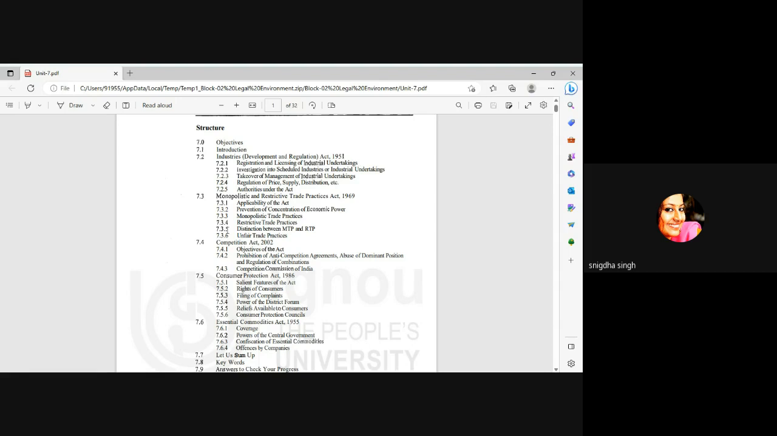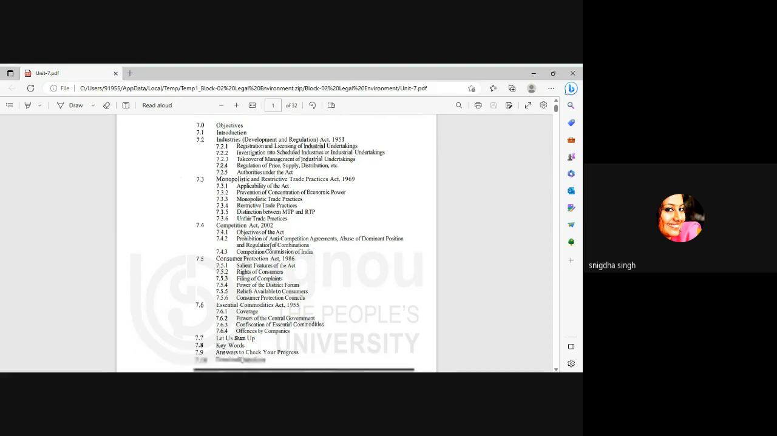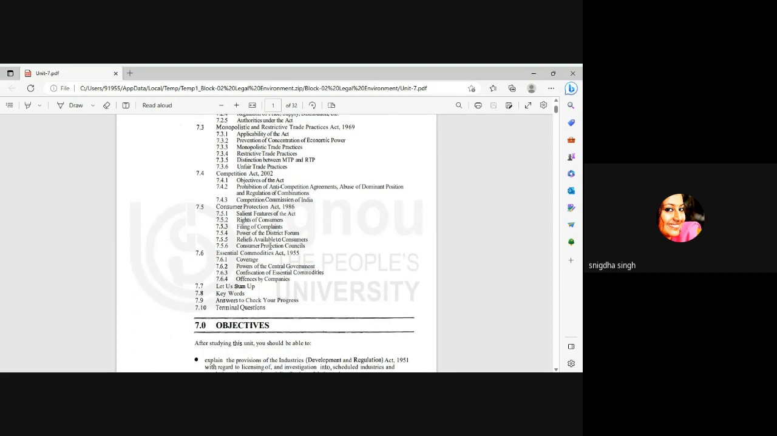So I hope you can understand from the subheadings. There's prevention of concentration of economic power, economic power in the hands of few large business units. Then there was the Competition Act 2002.